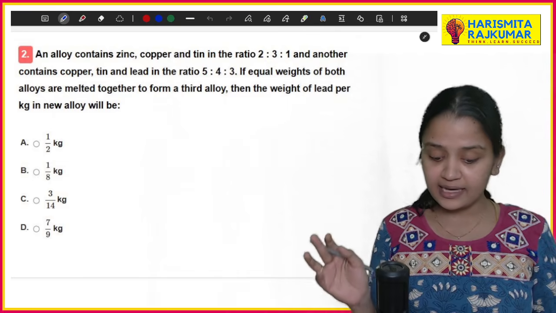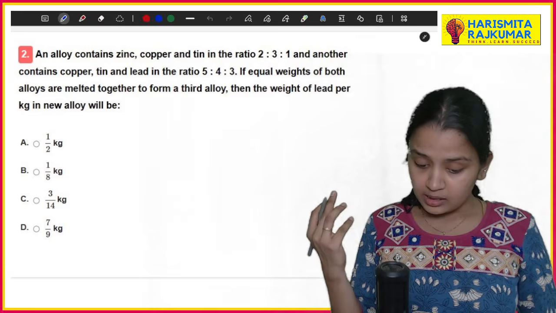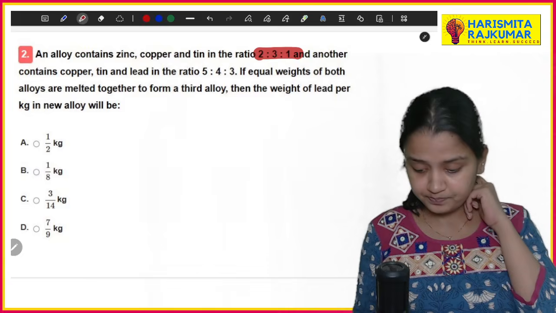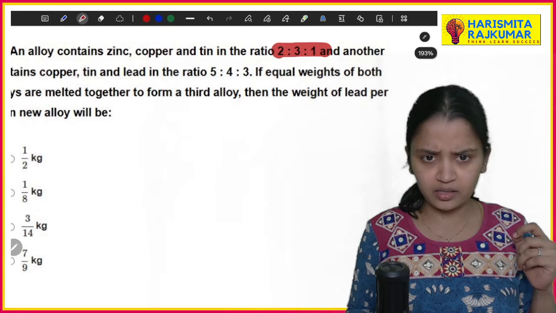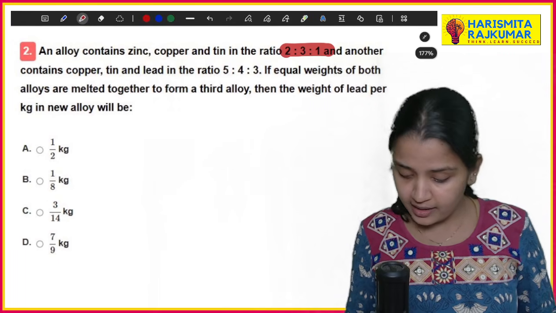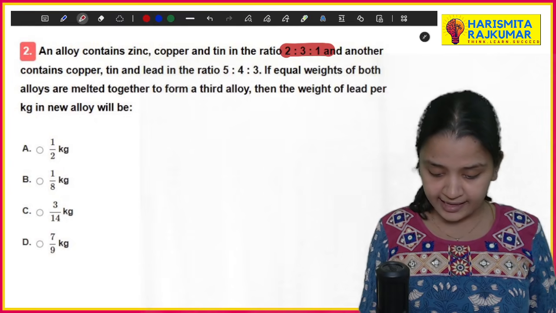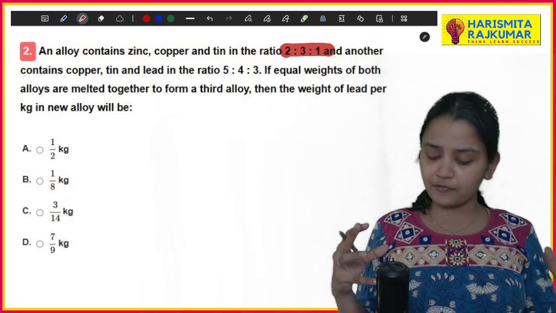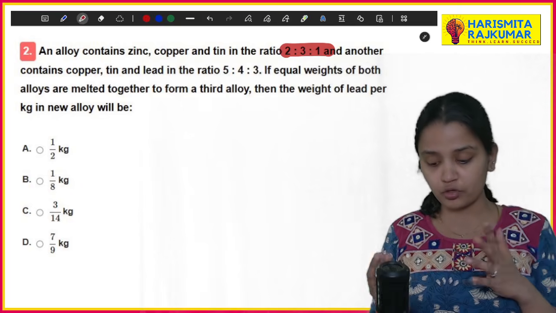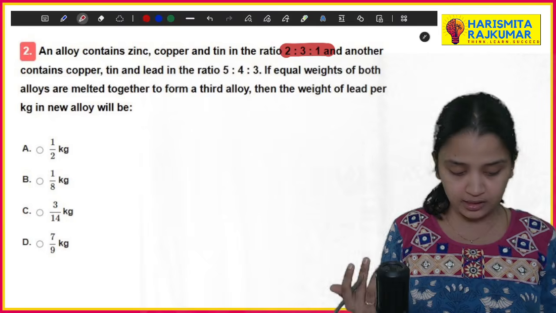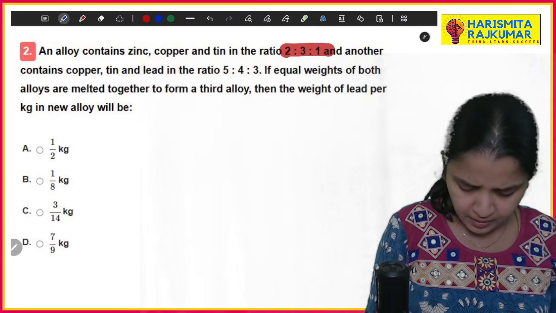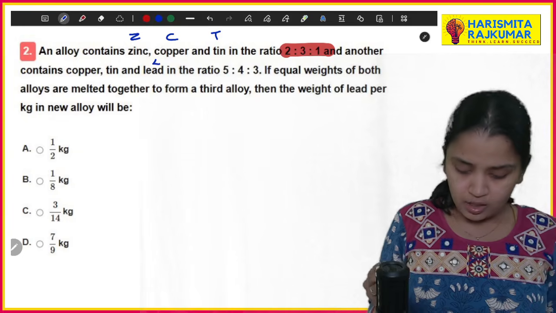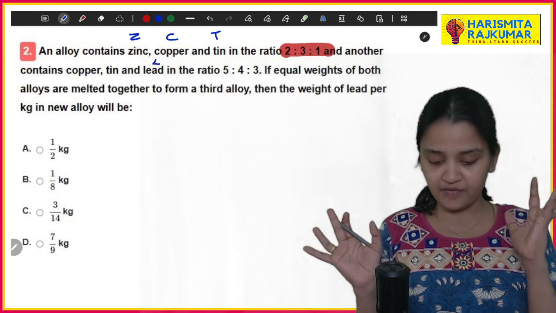An alloy contains zinc, copper, tin in the ratio 2:3:1. Another contains copper, tin, lead in the ratio 5:4:3. If equal weights of both are melted together, they form a third alloy. Let us keep zinc as Z, copper as C, tin as T and lead as L.